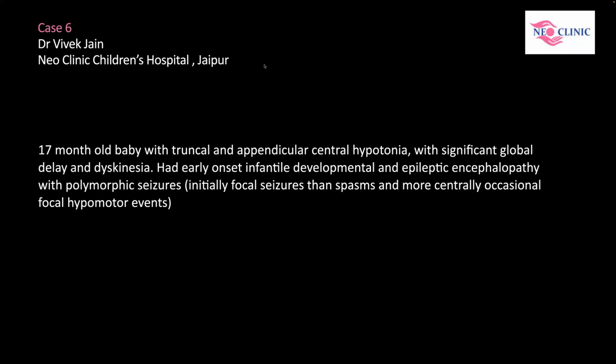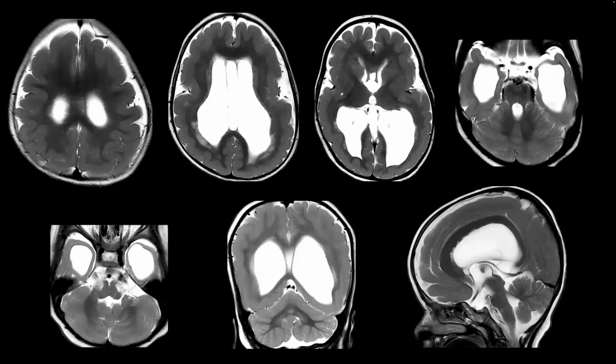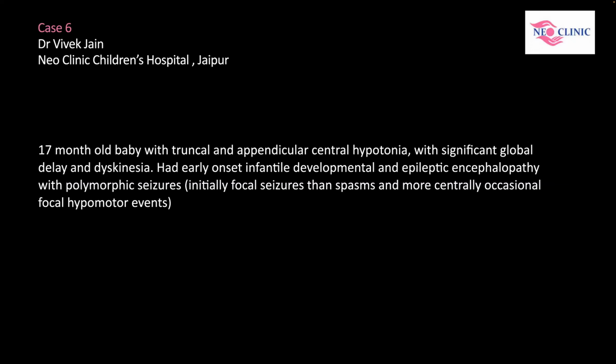Yeah, sorry. So this is a 17-month-old baby who I have been seeing for a few months, and she had presented to me initially with polymorphic seizures, initially focal, then spasms, and later hypomotor seizures as well, which have stopped now on 2 medications for the last 5 months. She continues to have central hypotonia, and she does have significant dyskinesia as well, along with the global delay. So it was her MRI, and I wanted to discuss.